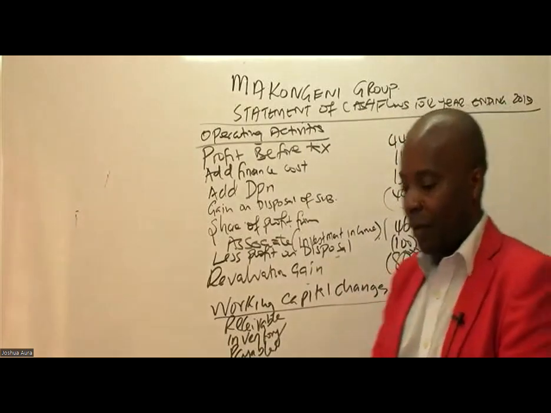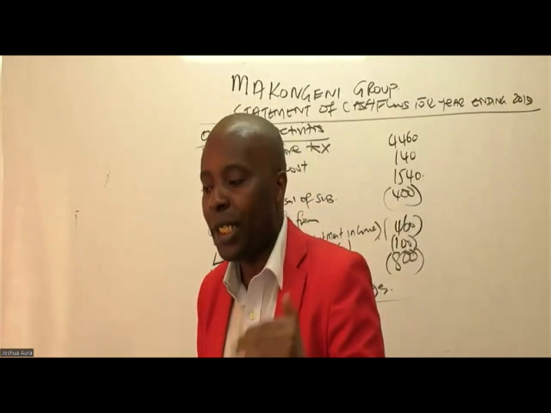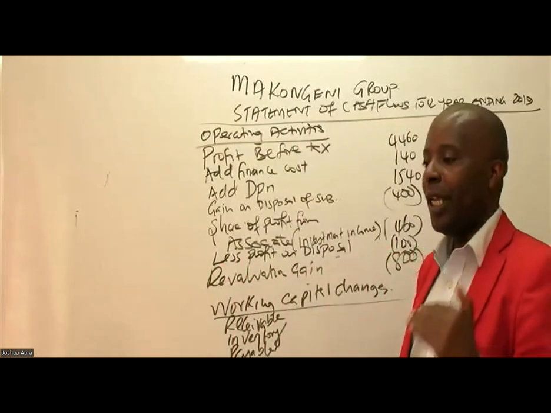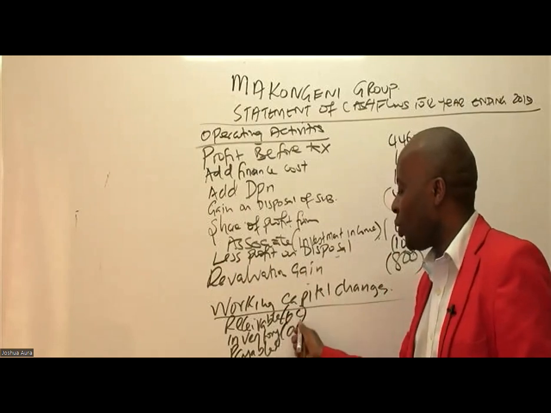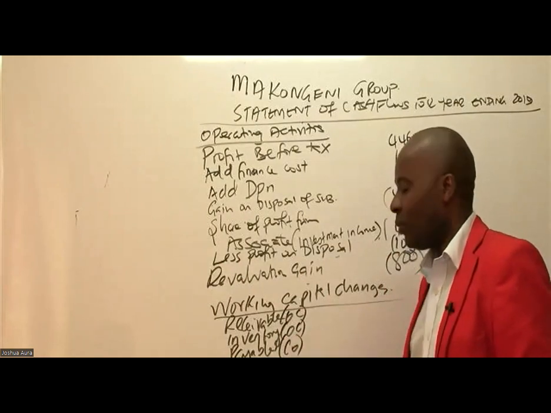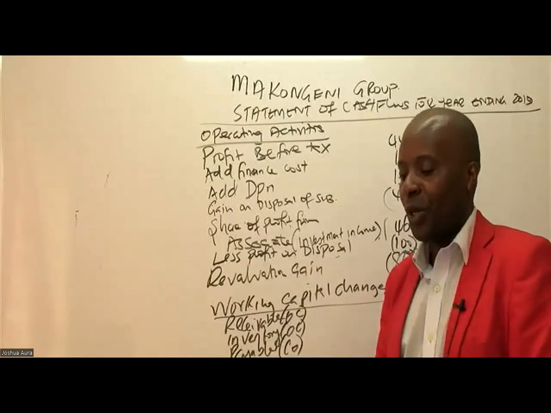So let's start with receivables. Remember, receivables and inventory is normally the OC. This is OC. Payables is CO. So we start with receivables.